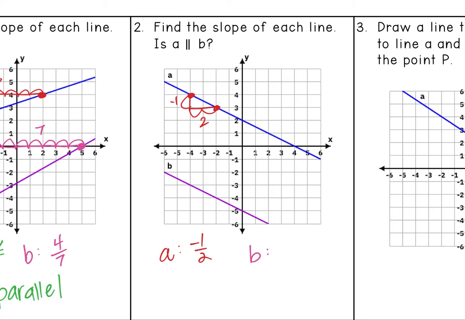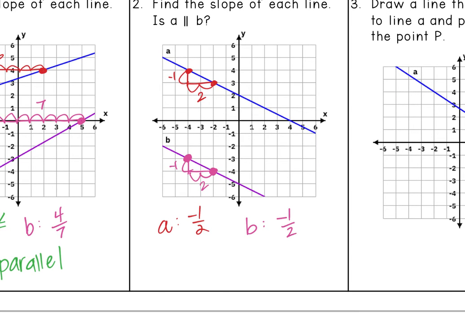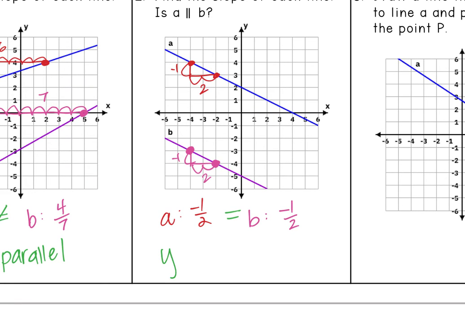Now let's look at line B. So -4, -3 looks like a good point, and -2, -4 looks like a good point. We're going to do the same thing and count -1 and then across 2. So this one also has the slope of -1/2. So this time they are equal. Because they are equal, yes, these are parallel. Or you can say A is parallel to B.